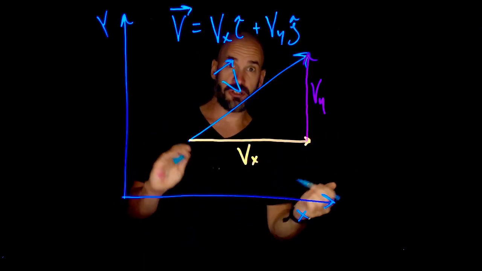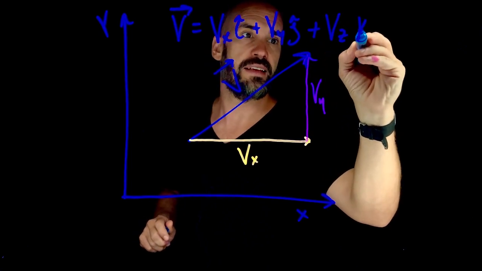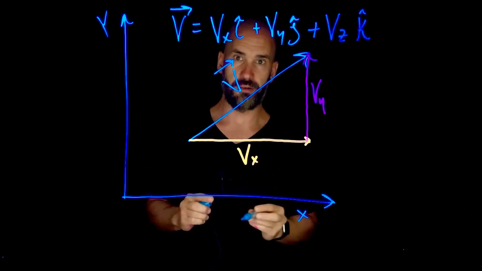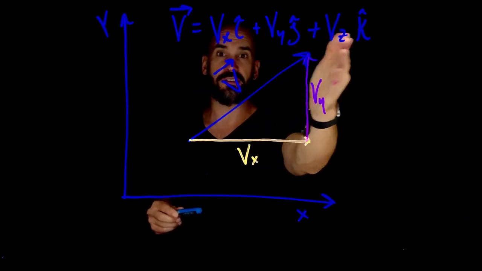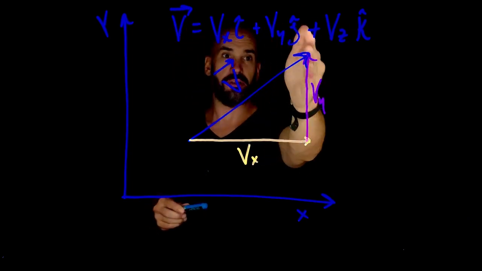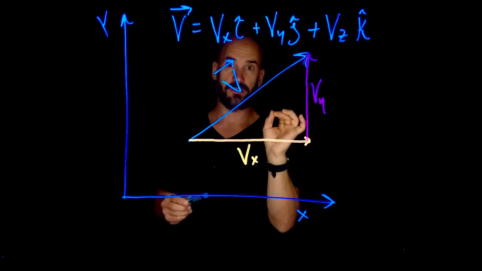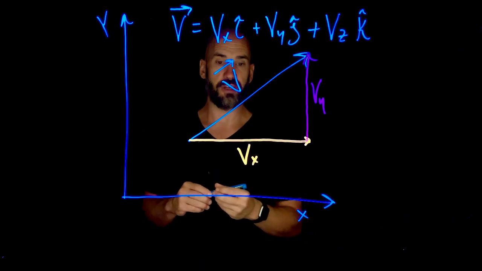And if this were a three-dimensional vector, then we would say plus vz in the k direction. So k is the unit vector for z, for pointing in the z direction, okay? So now we have a name for this vector. It's vx i plus vy j plus vz k, and this makes it much easier for us to start doing mathematics with this vector so that we can add them and solve for different components and things like that, okay?